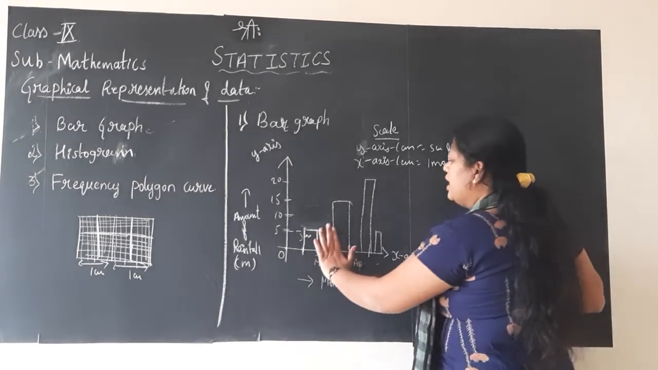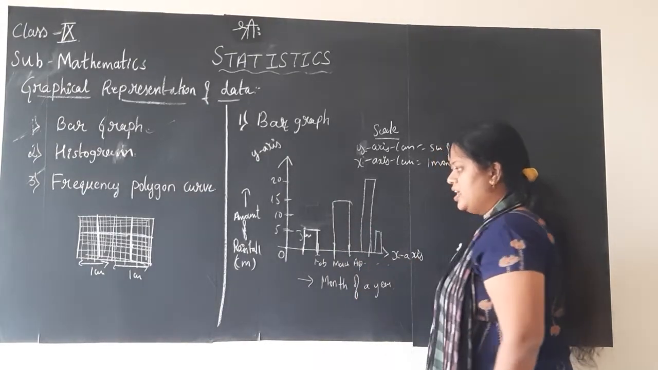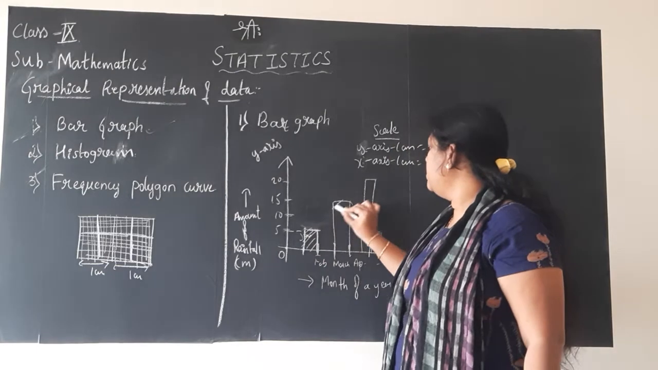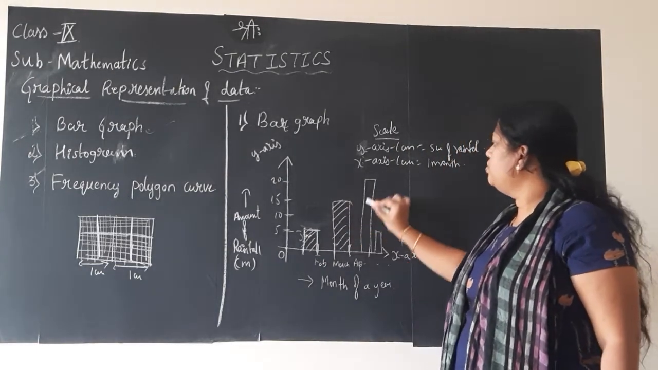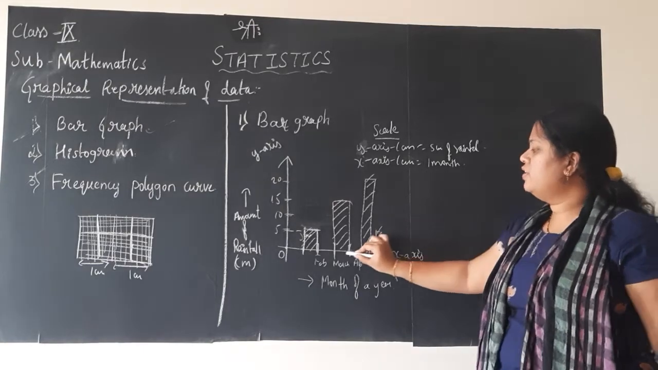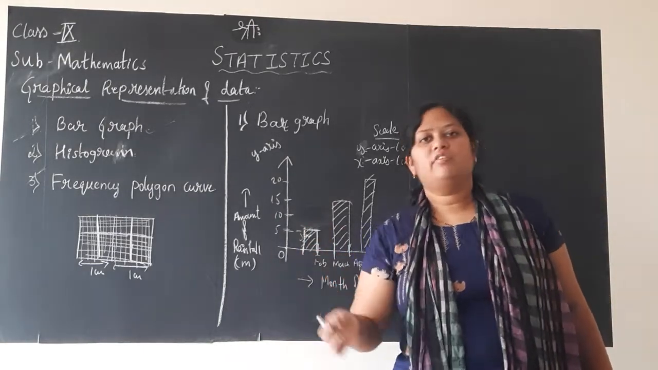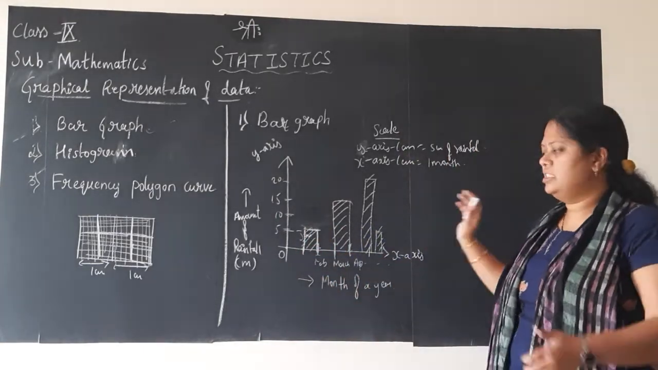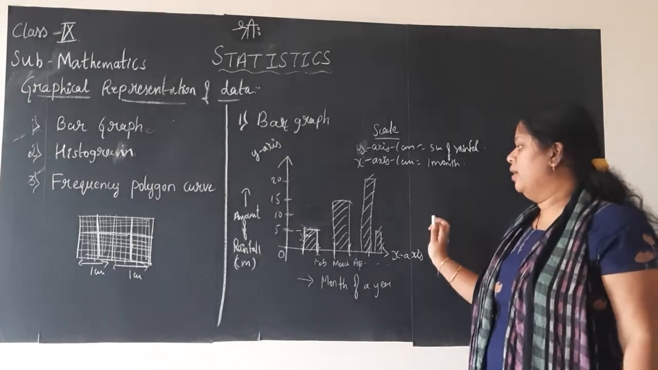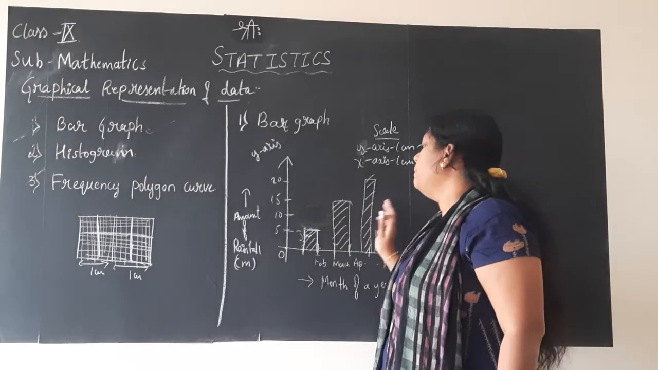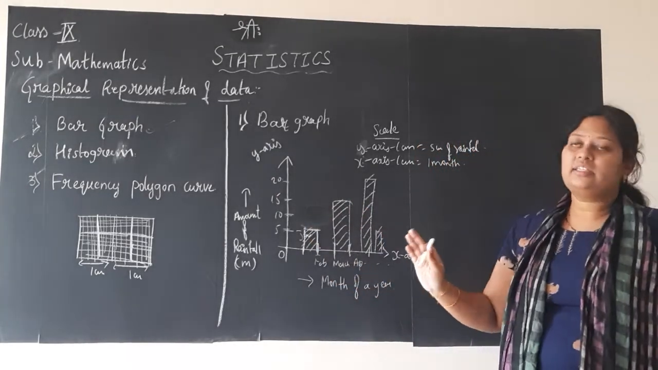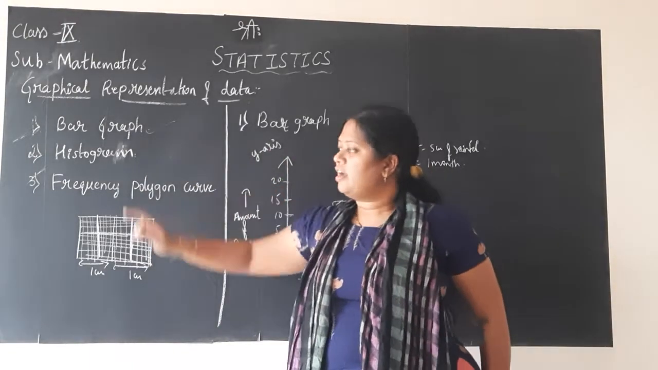should have a gap in between them, and again it should be in equal intervals, not as you want. Say 1 centimeter gap. While solving the problems I will teach you all that. Just one rough basic idea I am giving to you. So this is about the bars. We are representing the data in the form of bars, hence it is called a bar graph.